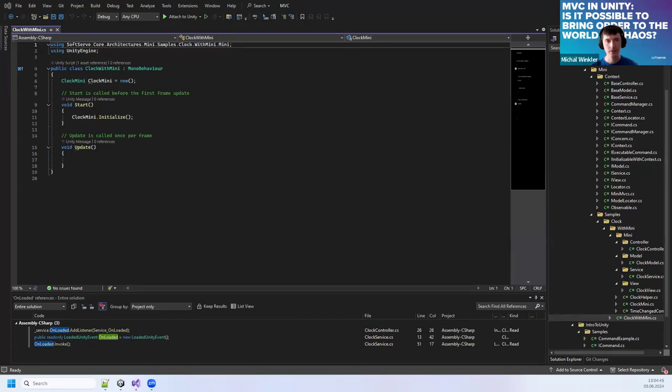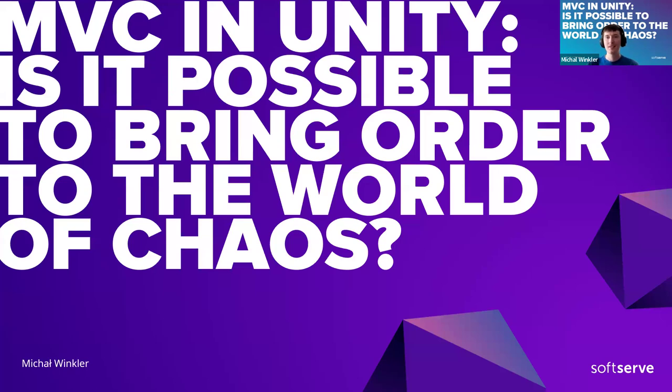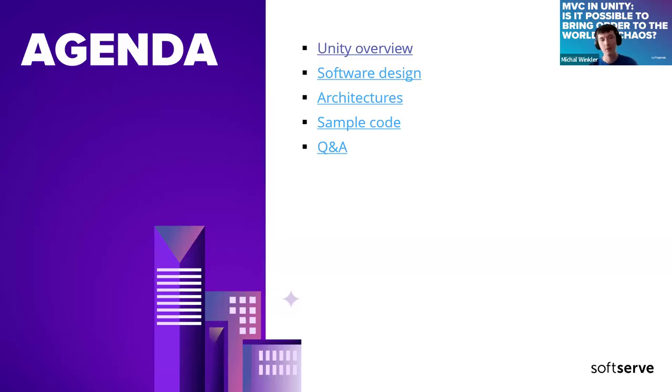Engineer here at SoftServe, and I'm going to talk about MVC in Unity, and we'll try to answer the question if it's possible to bring order to the world of chaos, which Unity is. I have this presentation divided into several parts, but I would like to skip the Unity overview and software design for brevity's sake, and I will go straight to the architectures.